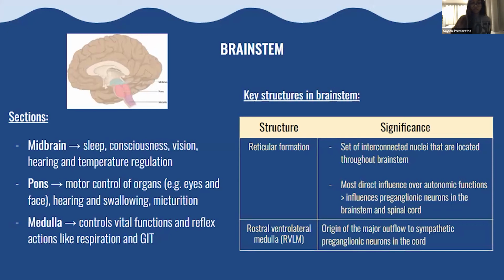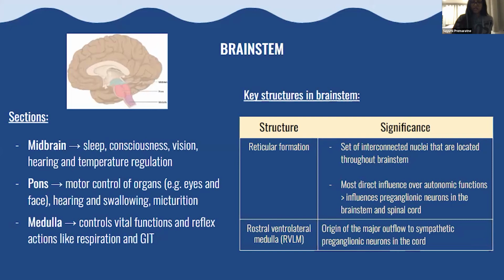And then there are two key structures in your brainstem that will come up. So there's the reticular formation. That's just a bunch of nuclei that we talked about before, that are all connected, and they're located throughout the brainstem. They have the most direct influence over autonomic function out of the other structures in the brainstem, because they influence the sympathetic and parasympathetic neurons that travel out of the brainstem and out of the spinal cord as well.